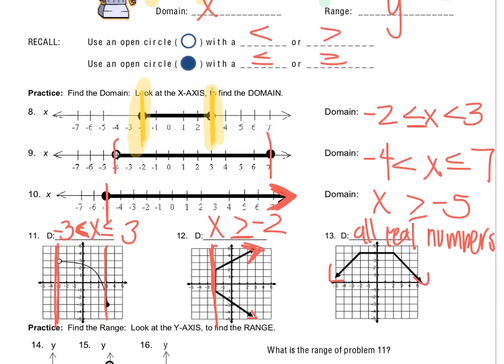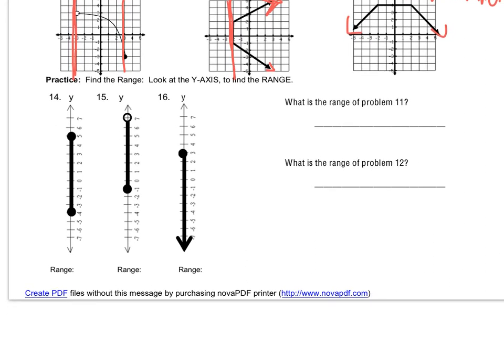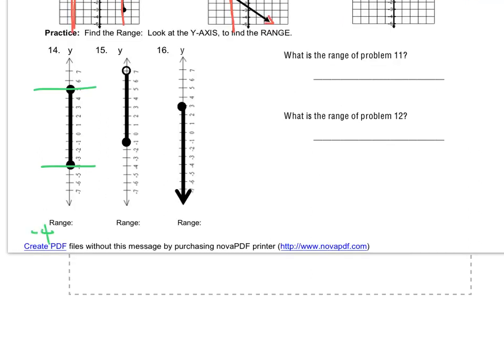So we're going to look at 14, 15, 16, and then we have 2 more questions over here to the side. Our range is going to work the same way, but remember we are reading from the bottom to the top. Starting at the bottom, this point down here went through -4. So we're going to write that. And then the top point went through up here at +5. And my range is my y, so we're going to put y in between there.